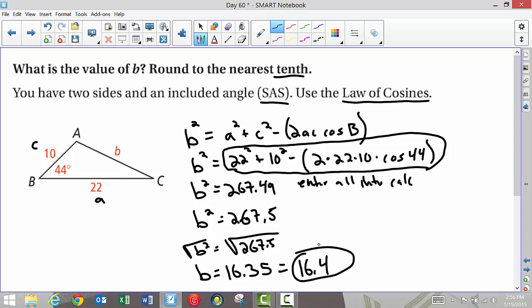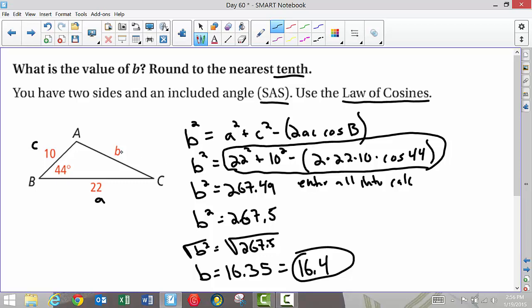Done. Law of cosines is easier than the law of sines because you don't have two possible answers. And if you're solving for a side, it's basically memorizing the formula, substituting the numbers in, entering it into your calculator, and taking the square root. So there is your first example.